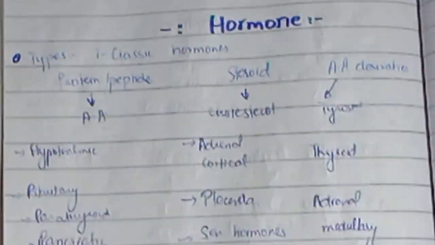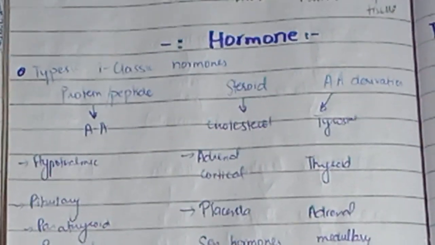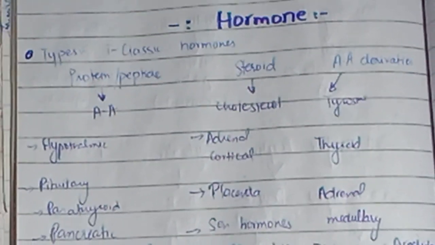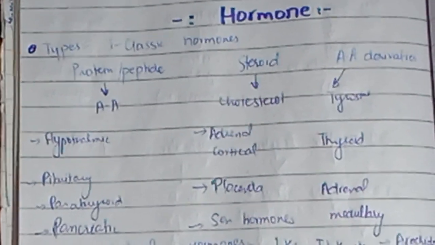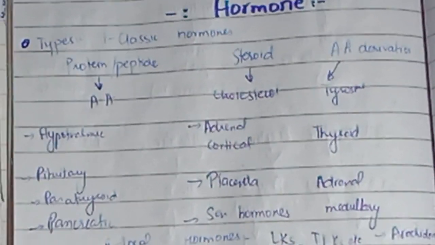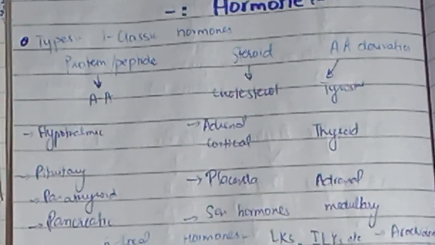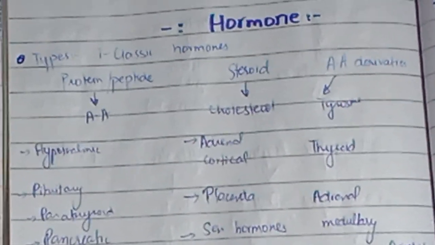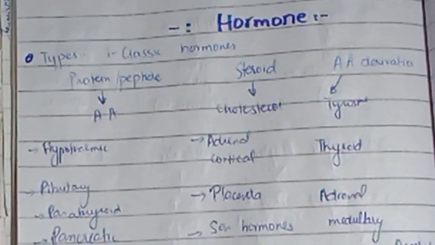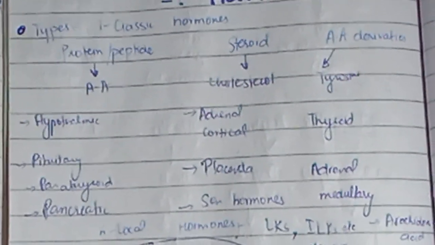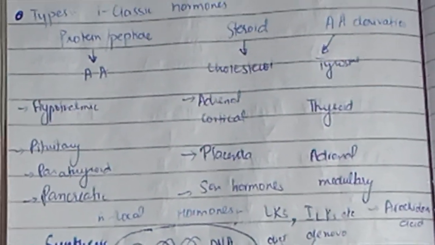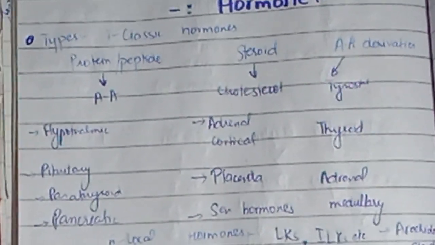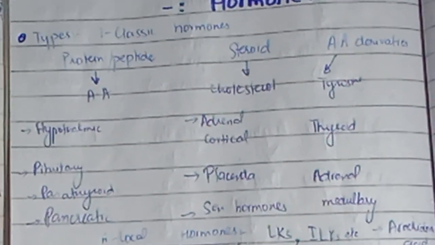So these glands basically secrete hormones. So what are hormones? Hormones are specified chemical messengers which are released by the endocrine glands. These are transported by the blood up to the target tissues where they act on their receptors. So what are the types of hormones? There are mainly two types. One is the classical hormone and the other is the local hormone. These classical hormones are further divided, based on their nature, into protein, steroid, and amino acid derivatives.